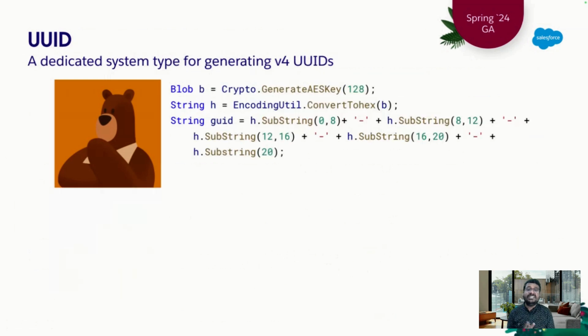Okay, now let's see the next update that we got from TrailblazerDX, which is generally available in Spring 24: the generation of UUID. This is one of the major asks in the Idea Exchange. Earlier you used to have to do some kind of workarounds like this code that you are seeing here, wherein I am using a crypto library to generate an AES key with 128-bit encoding, and then I'm running an encoding utility and converting it to hex, and then I'm writing some kind of crypto logic to generate a UUID so that it doesn't collide with other UUIDs.